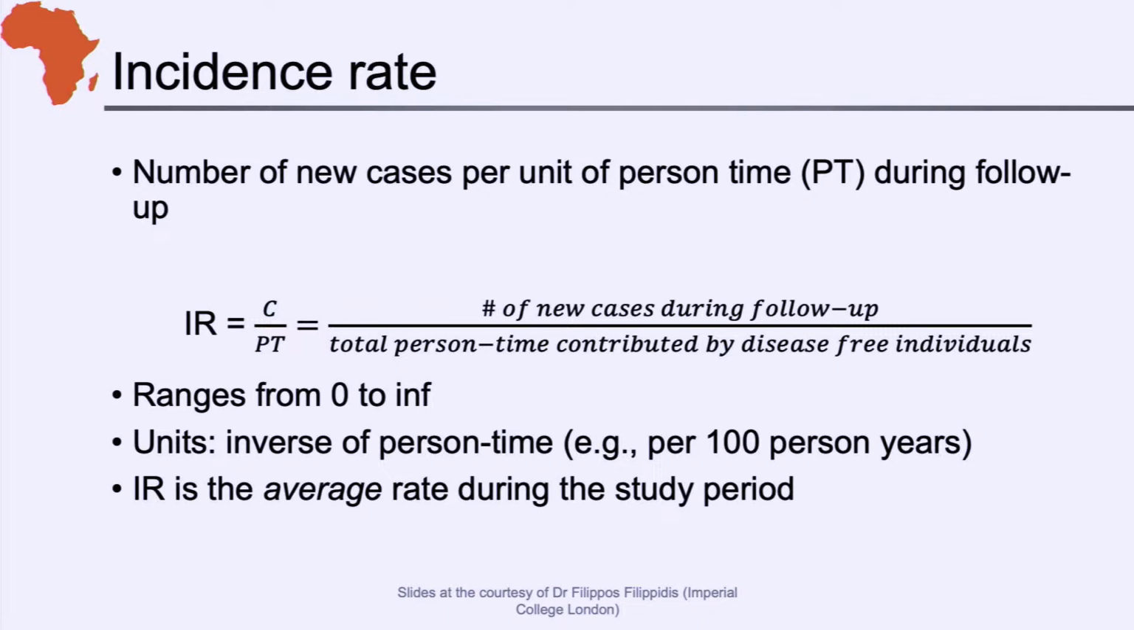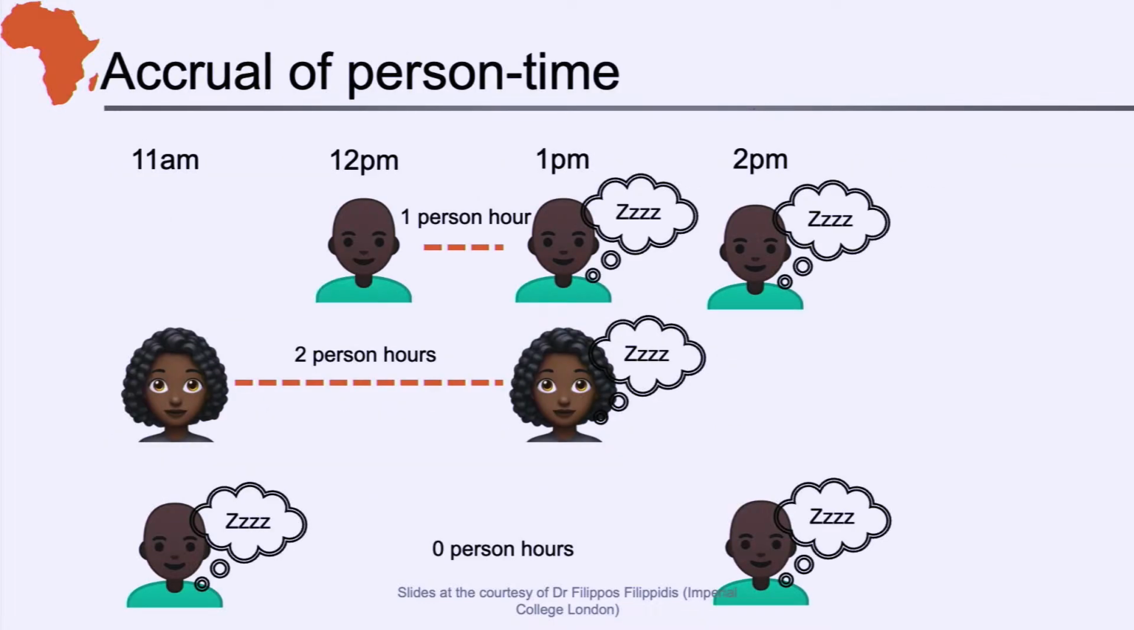And we can use this to calculate the incidence rate, which is the number of new cases per unit of person time, PT, during the follow-up. So it's the number of new cases over the total person time, but that will basically give you the incidence rate, which is the average rate during the study period. So looking at this again, what is the incidence rate? I will go back to the formula.